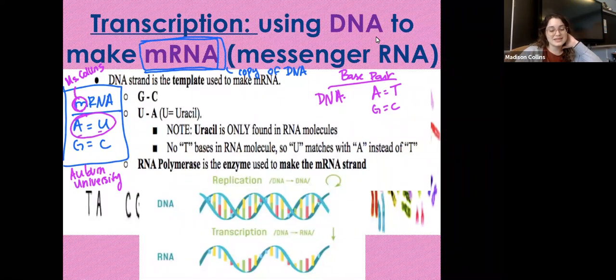Okay. Whenever you see DNA, it's still going to be the T, but whenever you see RNA, we're replacing that T with a U, which is known as uracil. This molecule of uracil is only found in RNA molecules. There is no T. So U is always going to match with A instead of T, just M in mRNA.